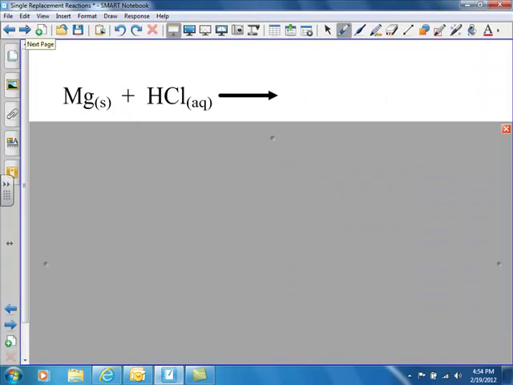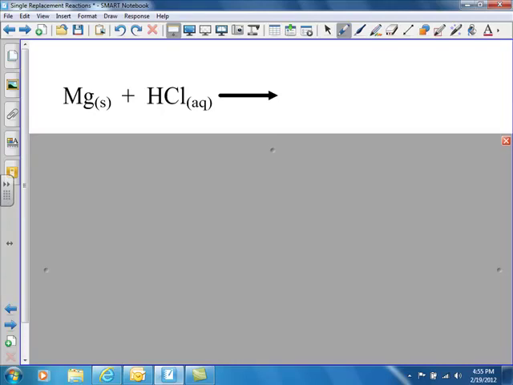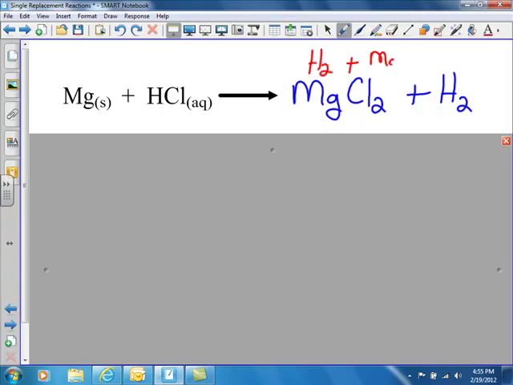Now, there are single replacement reactions with acids. Here's another one that we can do, and go ahead and write the products of this reaction. What you should be writing is MgCl2 plus H2. Or you may have written it as H2 plus MgCl2. Doesn't matter. Either way is correct.